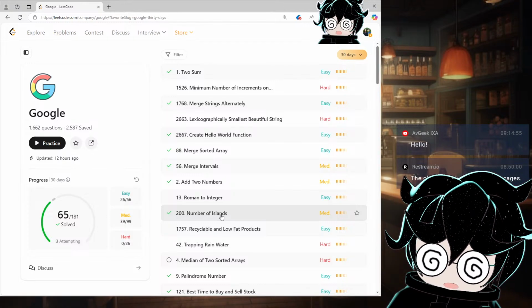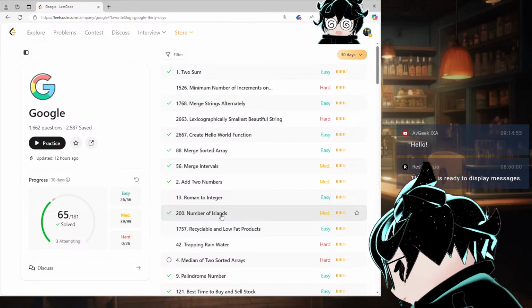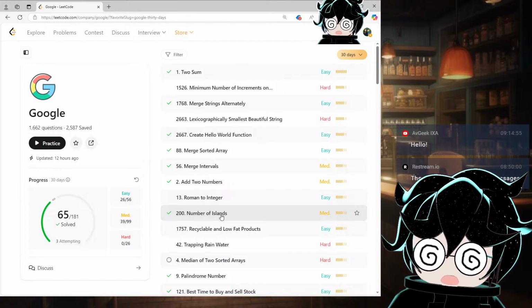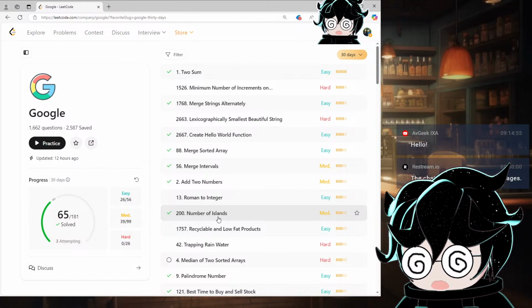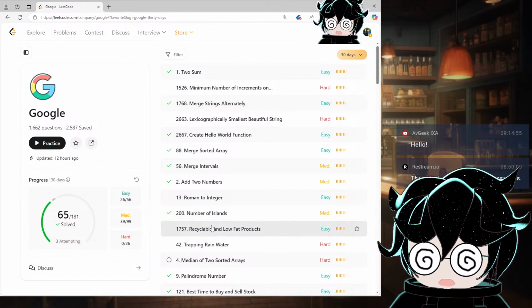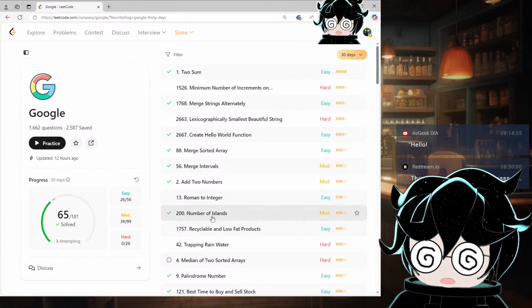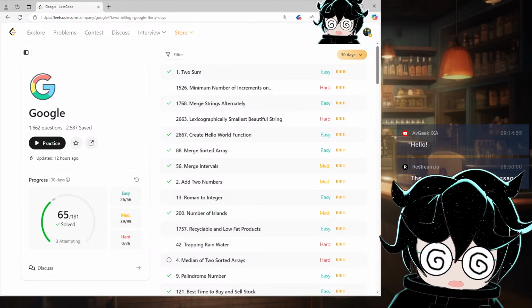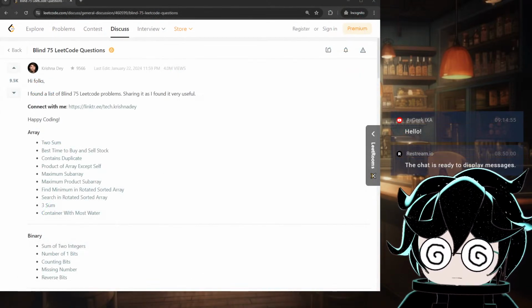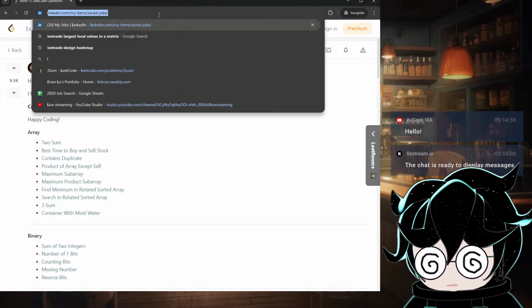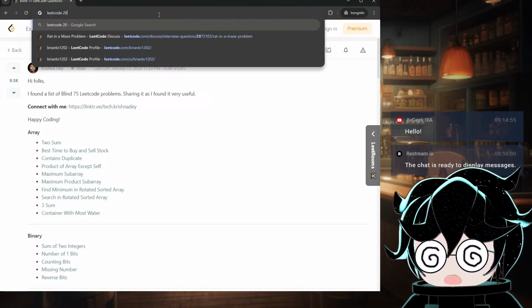But I remember this one was tricky. So I will do this one again. We'll probably do number of islands and this one today. Number of islands. Okay, here we go. Leetcode 200.